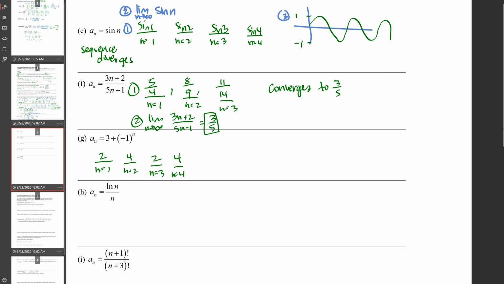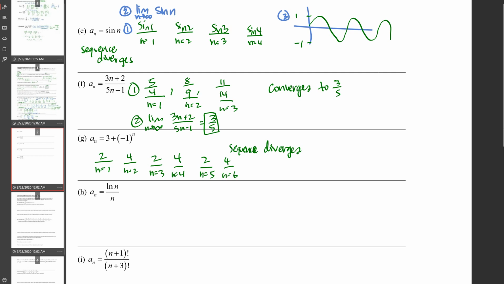So what's happening here? This thing is going to alternate, right? Try another one. n equals 5, this is going to be 2. n equals 6, this is going to be 4. This is going to alternate between 2 and 4. So question, does this sequence converge to one number? No, it does not. So actually we say that this sequence diverges. All right, it does not converge to any one number.